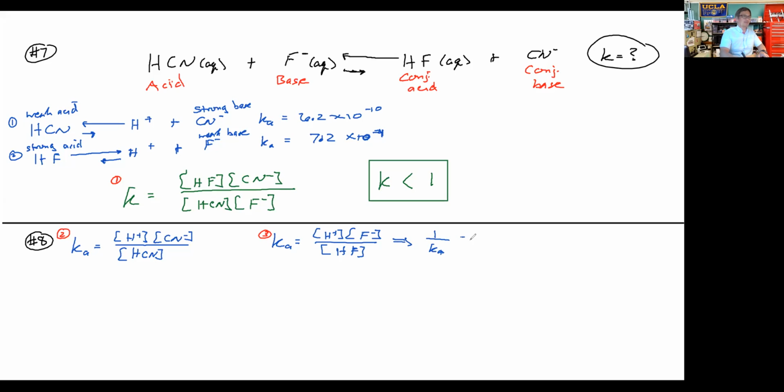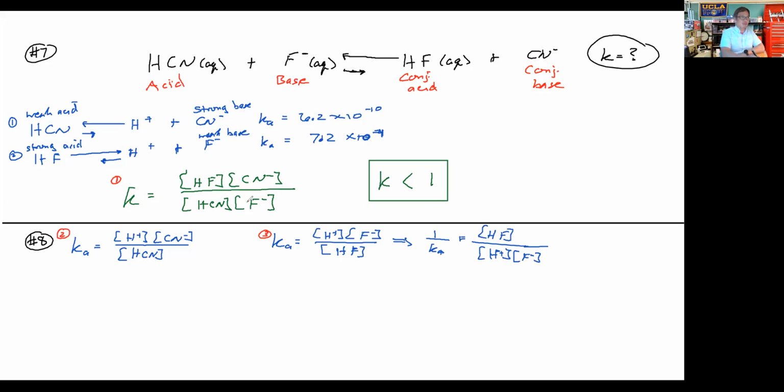So that means then that's going to be equal to HF over hydrogen ion times fluoride ions. All right. Look at that right there, folks. Okay. So now we need to get to this equation here.